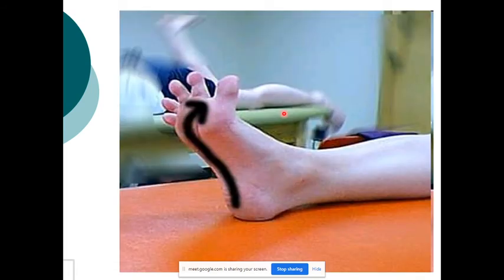Babinski's sign. See here, whenever you are trying to elicit the reflex, you can see there is dorsiflexion followed by abduction and fanning. All the toes are opening up like that, fanning of the toes. This is an abnormal response.